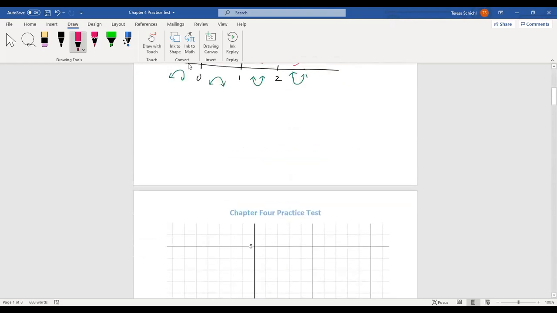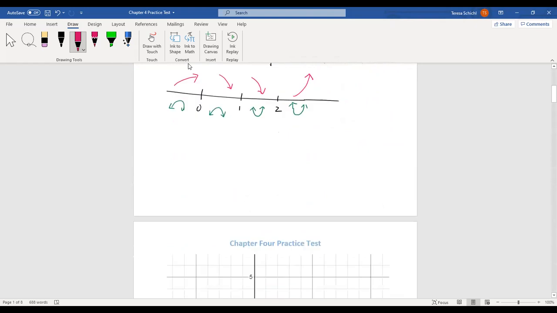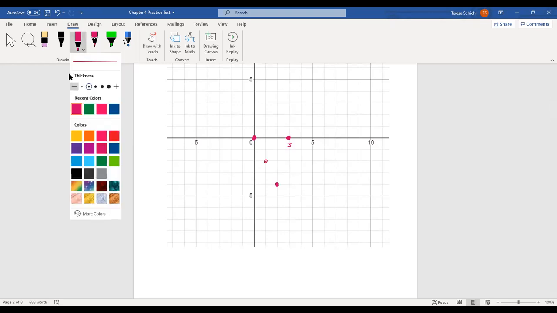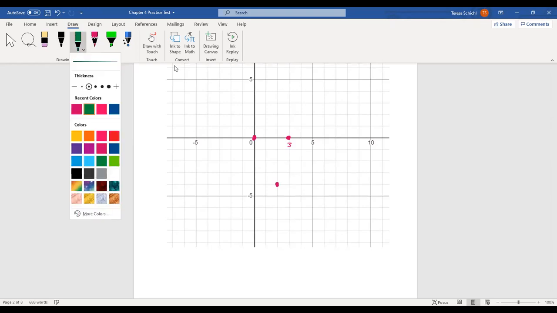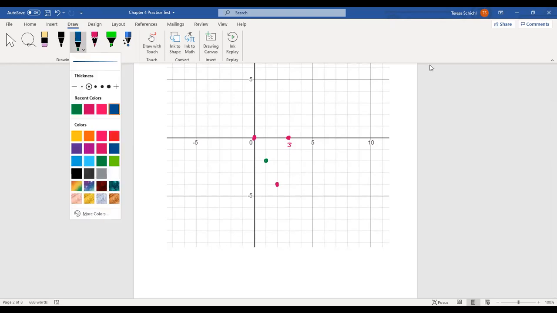All right, now the other one here, we have the inflection point. So it's 1 and -2. Let me use a different color here. So 1 and -2, this is our inflection point, right? That means the concavity is going to change here. Okay, so now let's try to graph it.